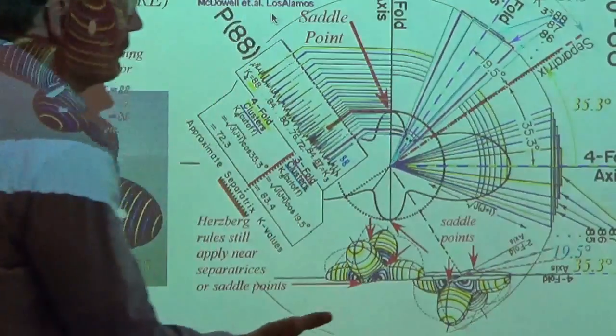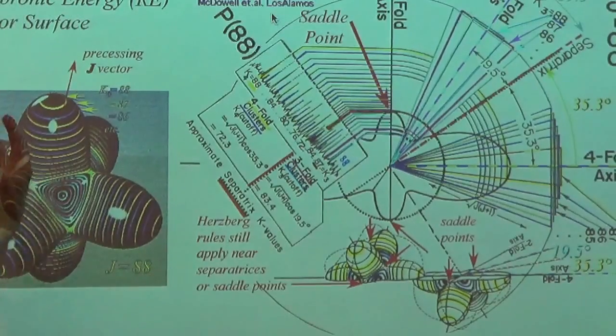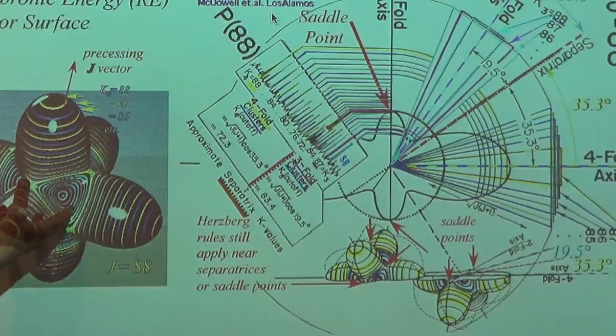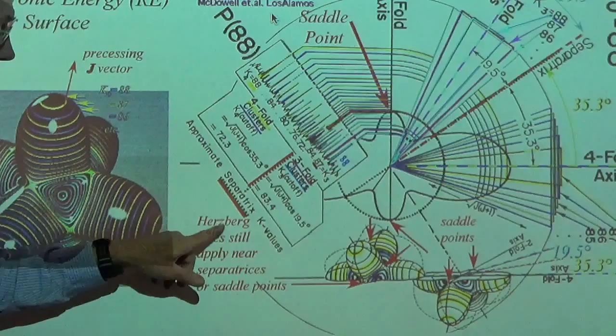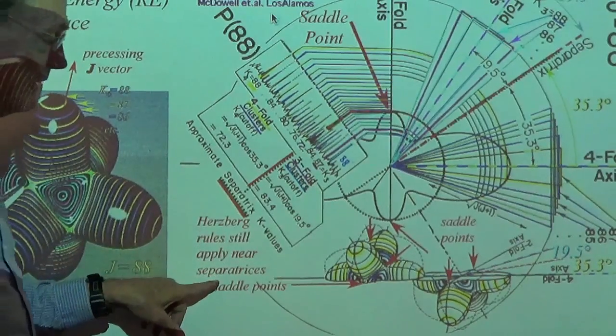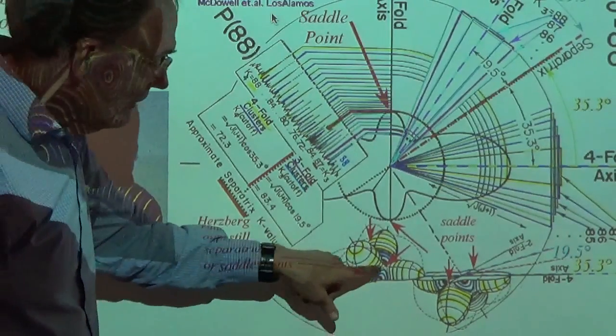This is actually fortuitous, because the idea is the rotational energy surface of the ground vibrational and the excited vibrational state is the same shape. So the geometry is the same. So the Herzberg rules still apply near the separatrices, you see.